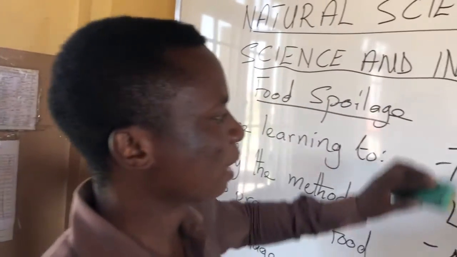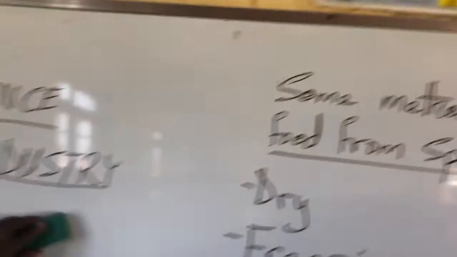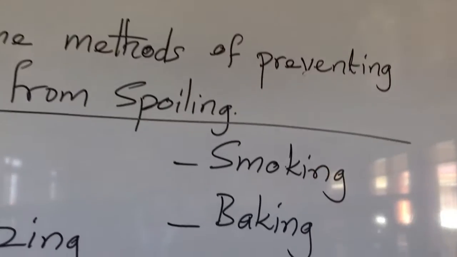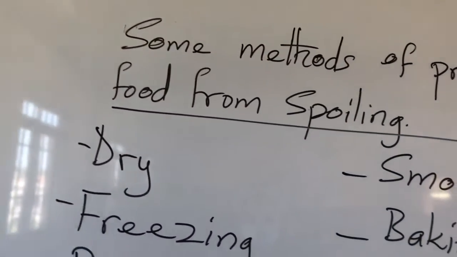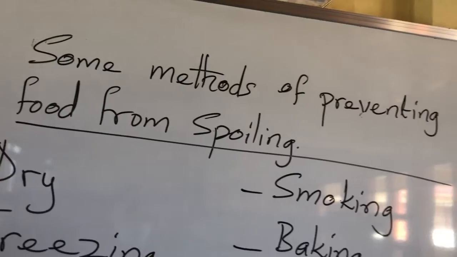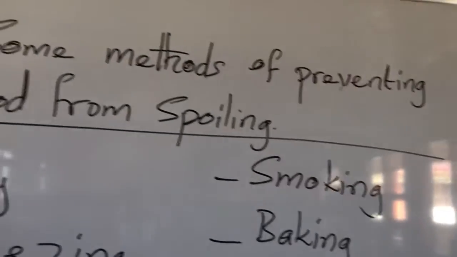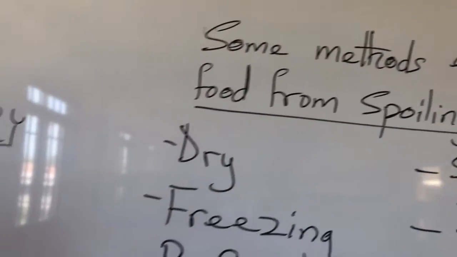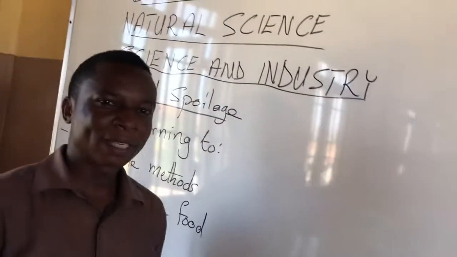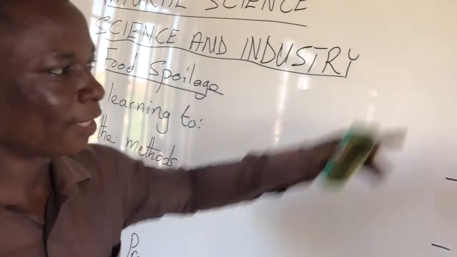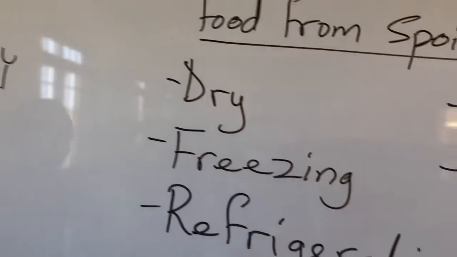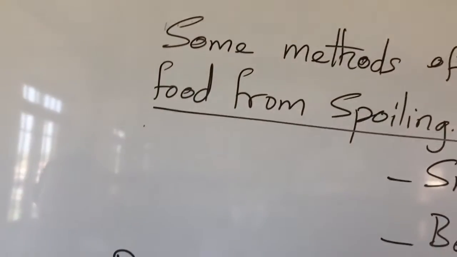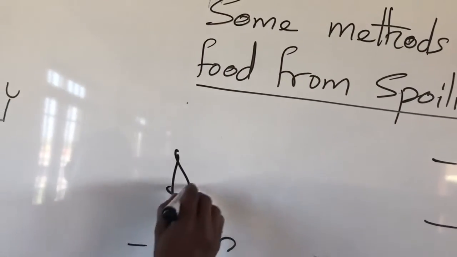Let's look at these methods. One, drying. Some food crops can be dried. I mentioned earlier on, we can dry fish, for example Kobe, kako, and momoni. We can dry them. Let's look at the other one. I said the first one is what? Drying.